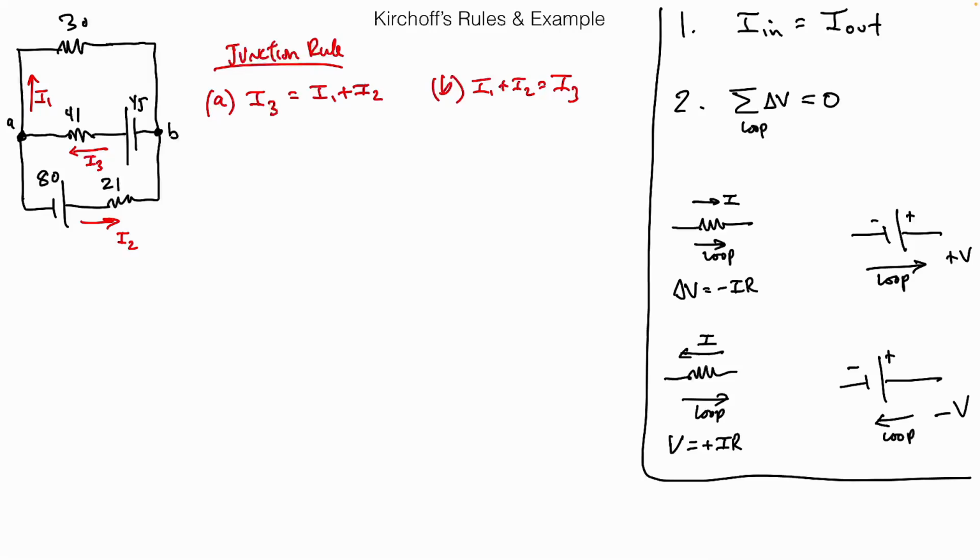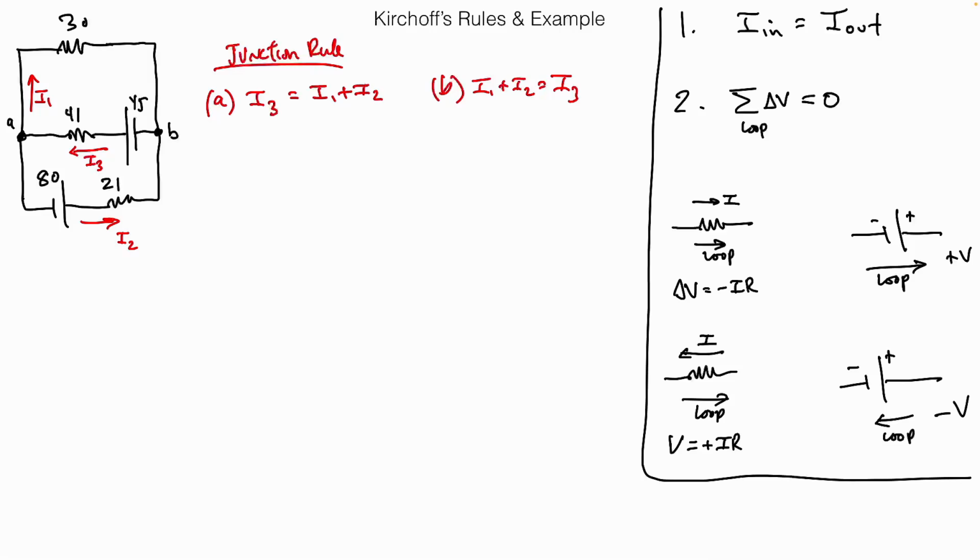And notice, those two equations are the same equation, right? So generally, you don't have to write down all of the junctions. It's safe to, but you'll probably end up repeating equations, right? So there isn't really a unique equation there. They're the same equation. It is what it is. Let's do the loop rule.